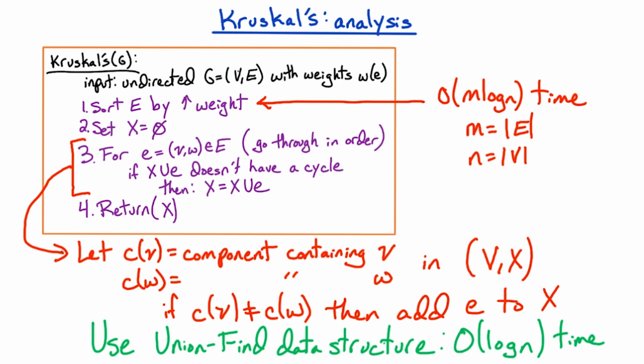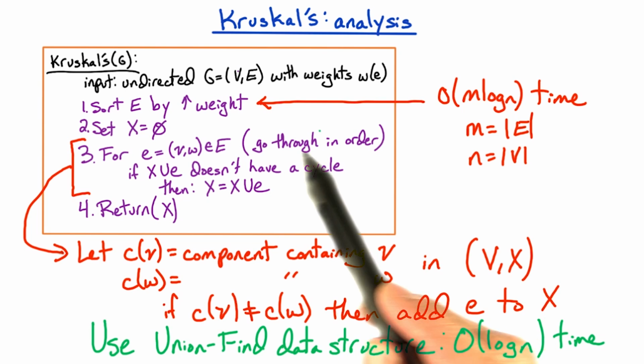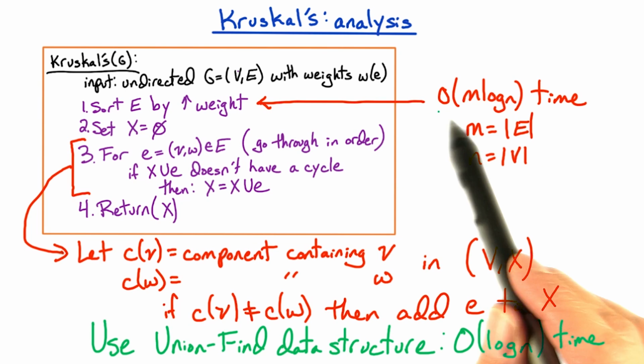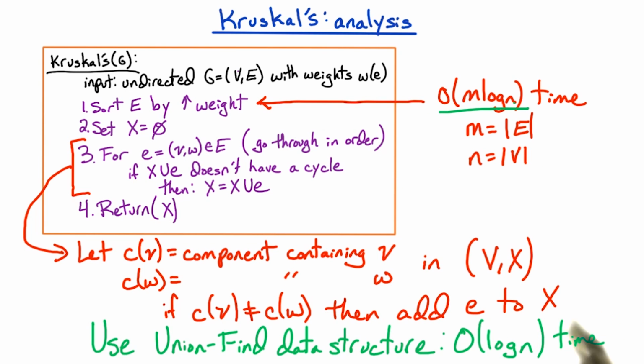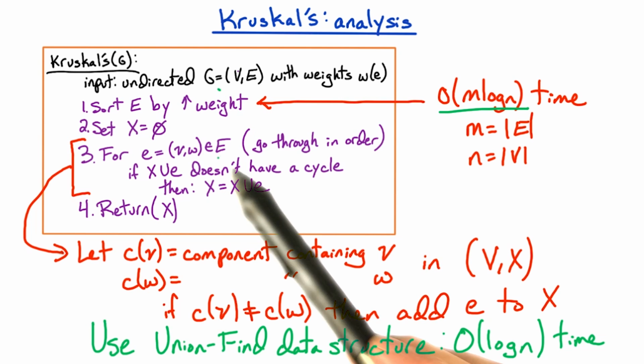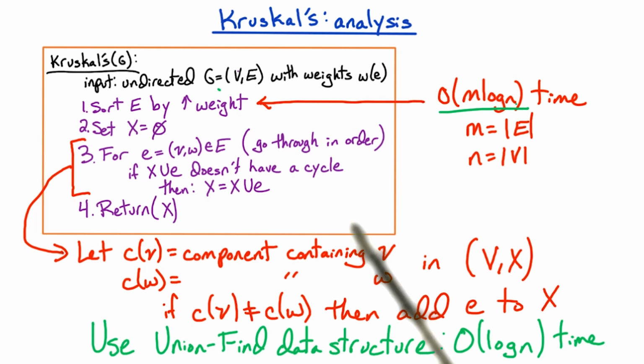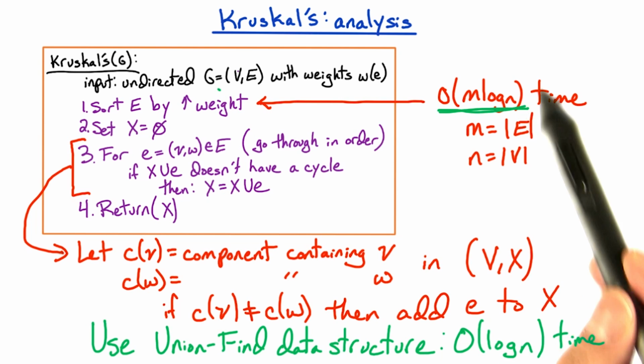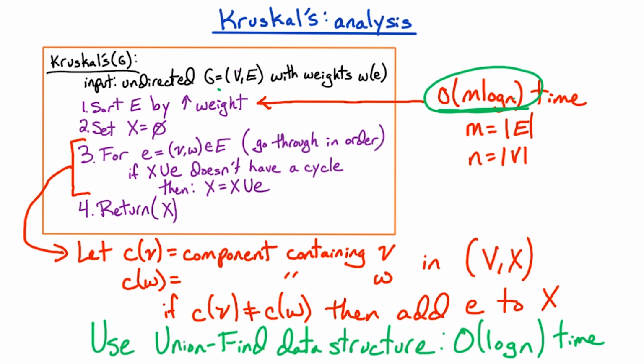And once we have this data structure, which has order log n time per operation, the key fact is that we're doing at most m operations. Since there are order m operations, each one taking order log n time, the total run time for this step 3 is order m log n again. So step 1 and step 3 both take order m log n time. So the total runtime is order m log n for the whole algorithm.